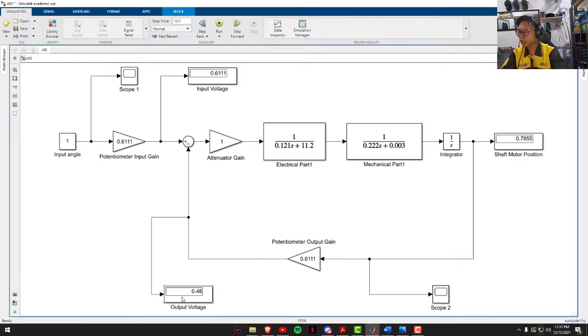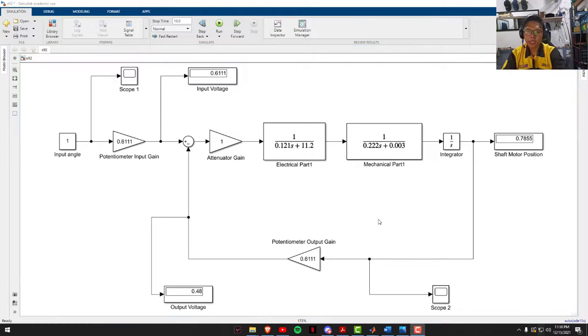As we can see here, the input and output voltage have value, and same goes for the shaft motor position. So this means that this block diagram is functioning. Okay, next we have to monitor the shaft motor position as we vary the value of the input angle and attenuator gain. As you can see here, at input angle equal to 1 and attenuator gain equal to 1, there will be a value at the shaft motor position.